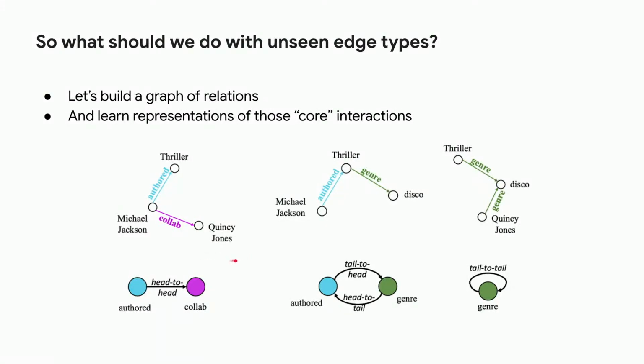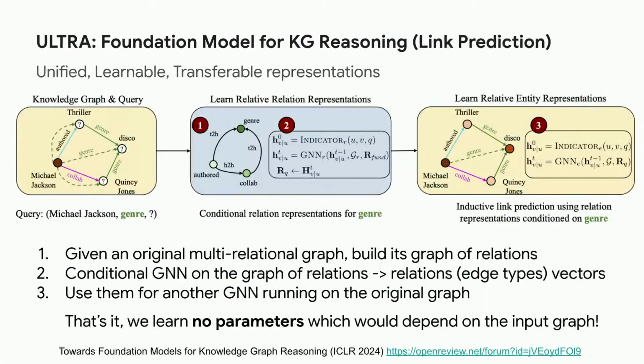And there are only so few such patterns, 4 in this case, which generalize to absolutely any multi-relational graph. So as long as you have more than 2 different edge types, you can always build such graphs. Here we define 4, but as we'll see a bit later, we can be a bit more flexible here. So with only those 4 edge types, we can build representations for entities and relations on the fly, and only train representations for those fundamental, so-called core edge types.